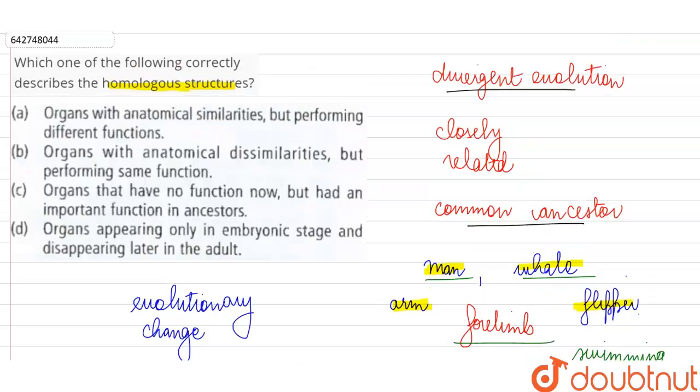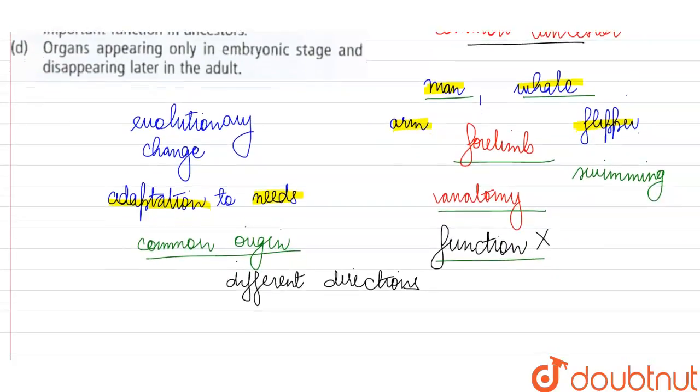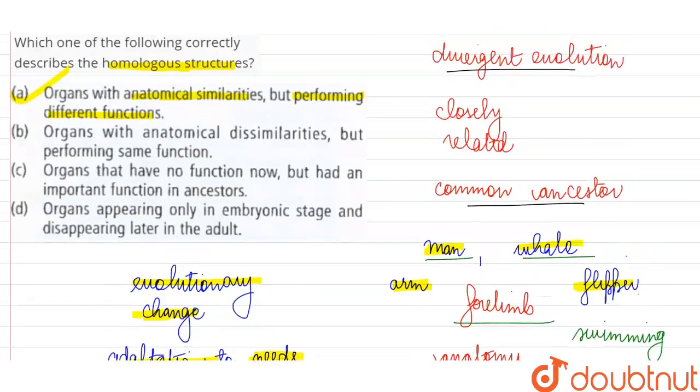So over here for homologous structure, we are going to say option A is correct. They have anatomical similarity, but now they are performing different functions because the structures over a long period of time have undergone evolutionary change to accommodate different needs of the two different organisms.